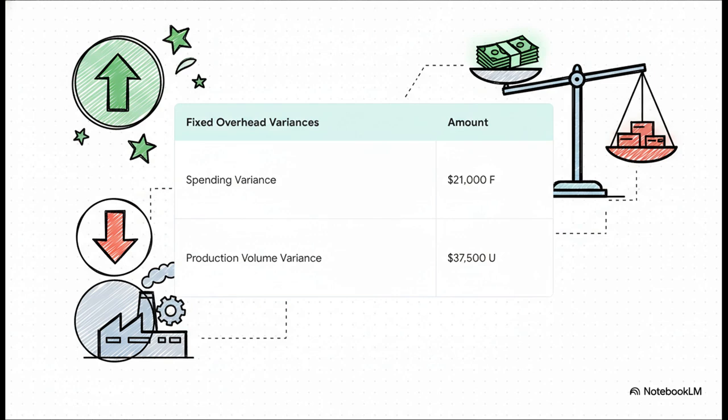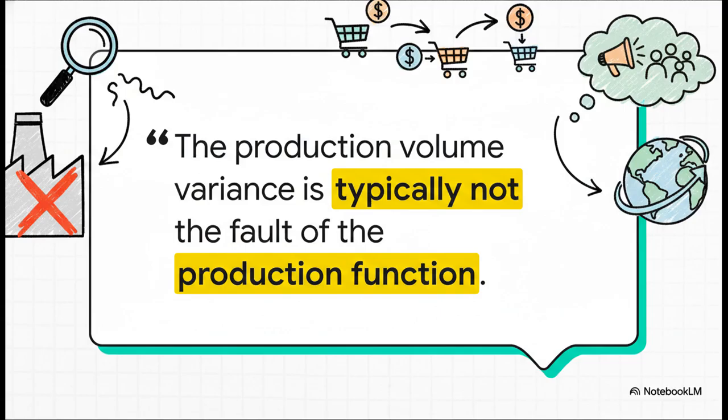Their spending variance was $21,000 favorable. They spent less on fixed costs than they budgeted. That's a win. But their production volume variance was $37,500 unfavorable. Why? Because they produced less than they planned, so they underutilized their capacity. And here it is, the big plot twist in our mystery, an unfavorable volume variance. Well, it might not be the production manager's fault at all.